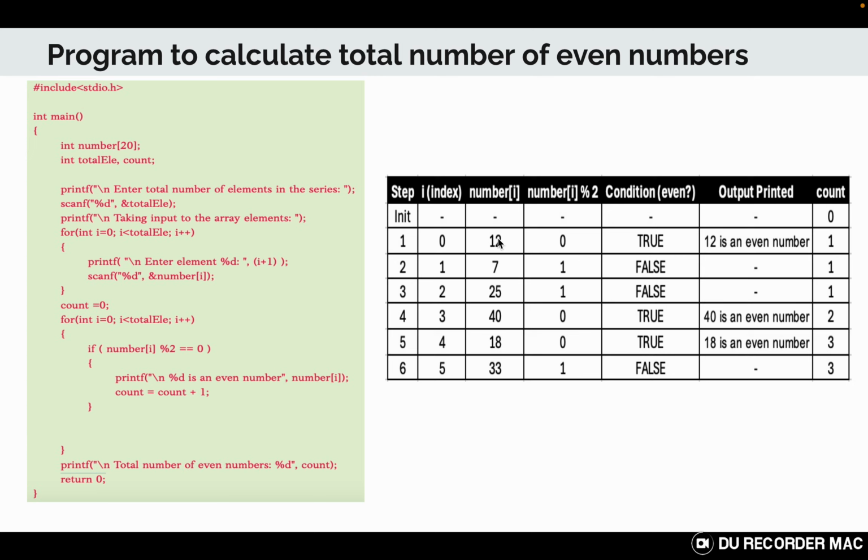Say for example, this is the input the user has entered. From this list of input, how many even numbers are there? We know this is an even number, this is an even number, and this is an even number. So the count should be 3. It is the same thing: we initialize the array of numbers, then we have the total element, and then we took a count variable. Then we took the input from the user.